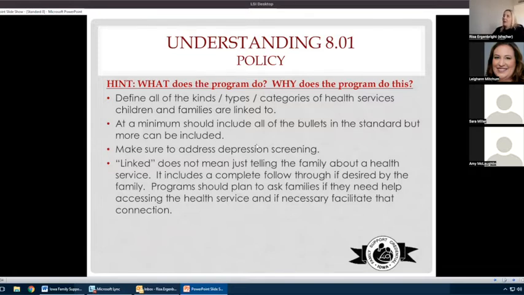If there's other things that your program does and is appropriate to add in there, absolutely include them. Make sure to address the depression screening. Make sure you've got that included in there and that there's a mechanism for that, element C in the standard. And the other thing I would add is link does not mean just telling the family about a health service. It includes complete follow through.